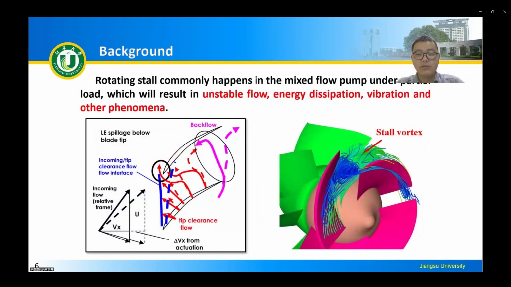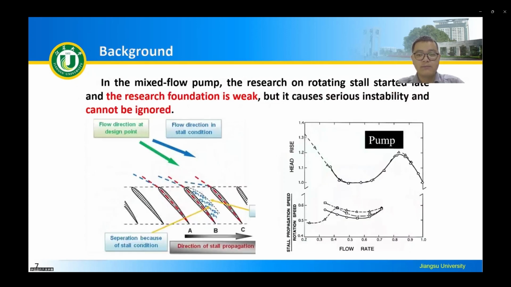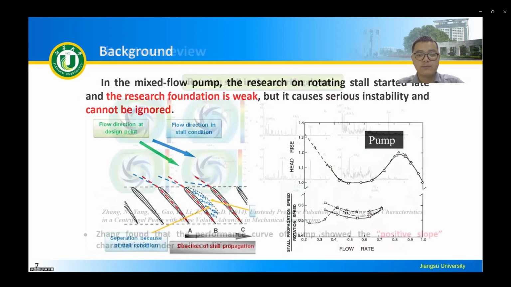And rotating stall commonly happens in the mixed flow pump under partial load, which will result in unstable flow, energy dissipation, vibration, and other phenomena. In the mixed flow pump, the research on rotating stall started late and the research foundation is weak, but it causes serious instability and cannot be ignored.